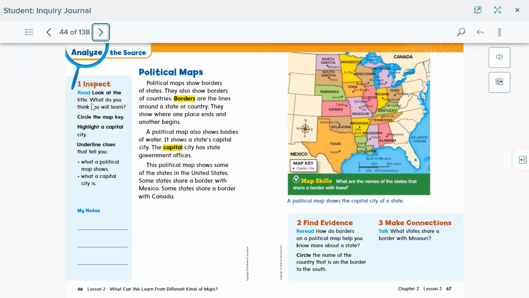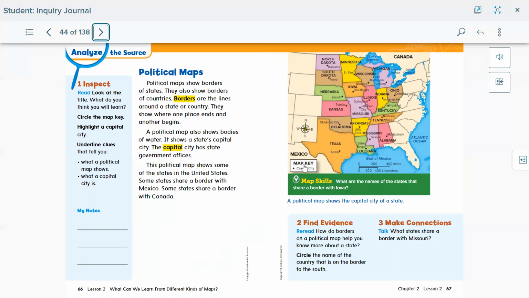So look at that title. What do you think you will learn about? I can tell that this map shows me borders, like how many states there are, where states end and where new states start.